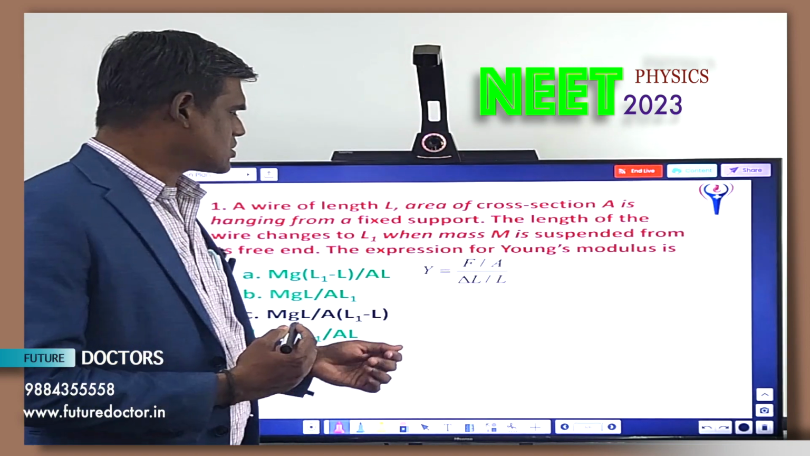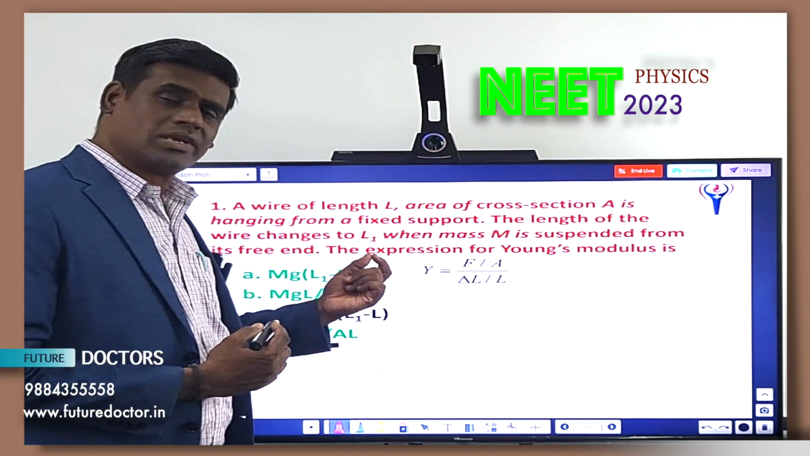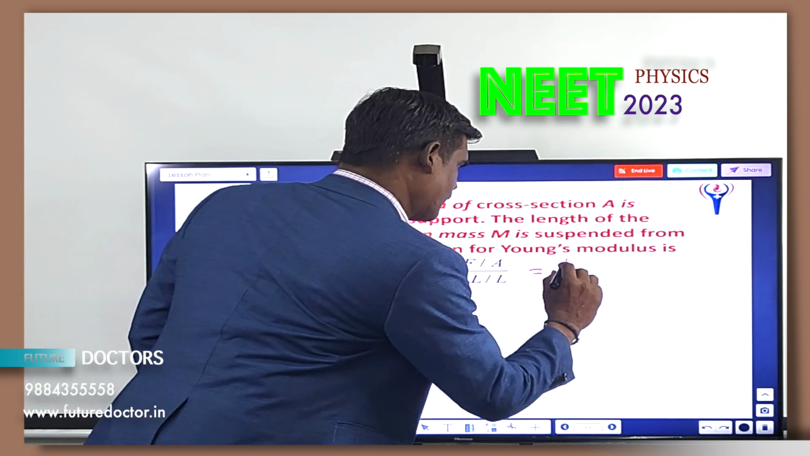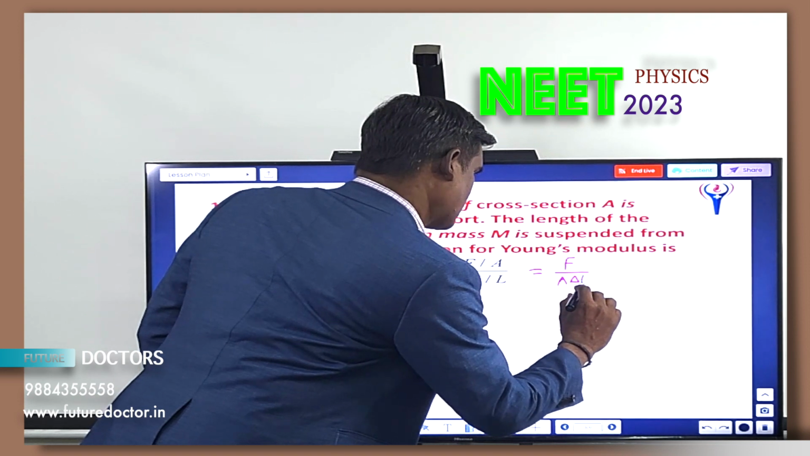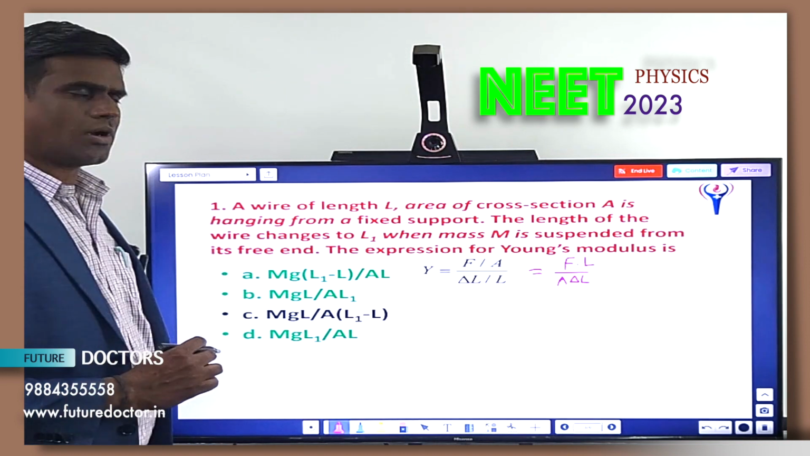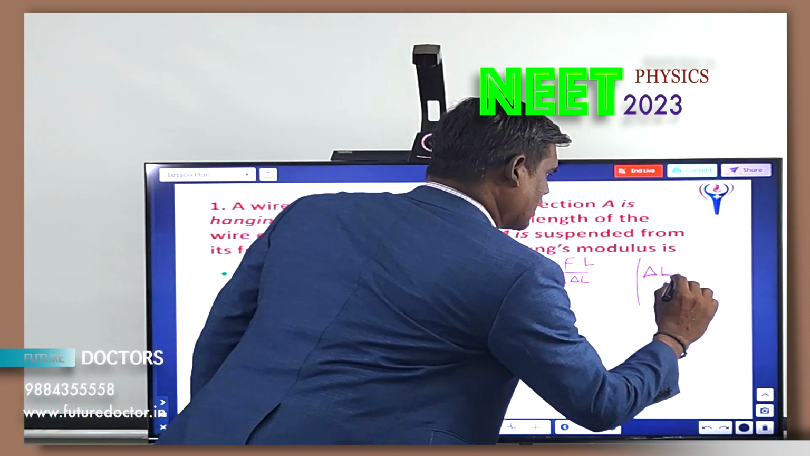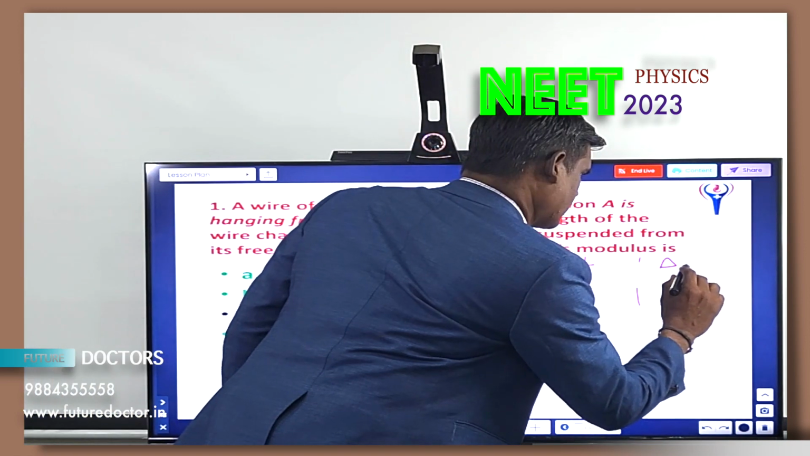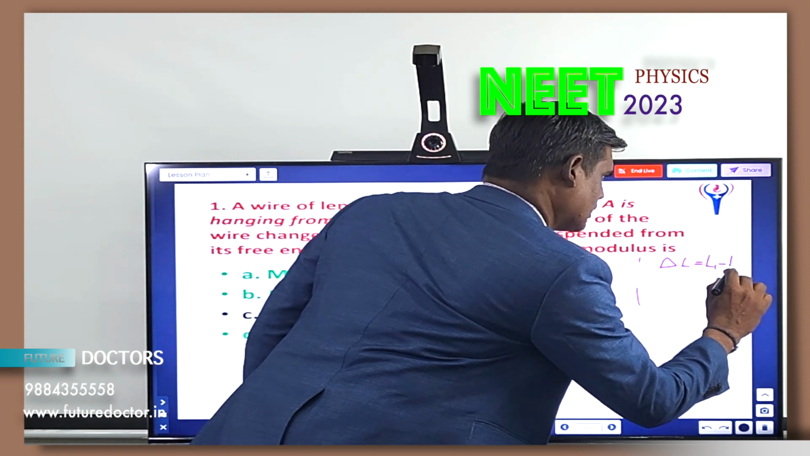We know the formula. And strain is nothing but change in dimension to the original dimension. Here, change in length and original length. So, simplify this as F divided by A into delta L into this L comes up. FL by A into delta L. Okay. And delta L equal to L1 minus L.